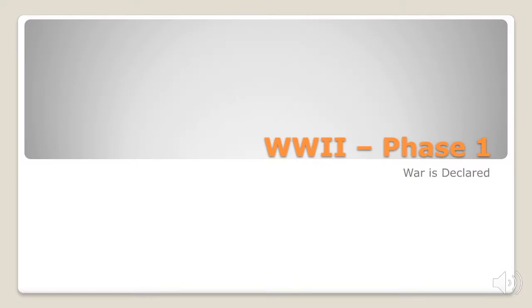Alrighty, so let's get started. We are going to be talking about phase one, uno, of World War II. So we spent quite a bit of time talking about the actions of Germany, the actions of Italy, the inactions of Britain and France that helped bring us to this point of war in Europe. So this first video is going to look at this war, this declaration of war, and the immediate aftermath.